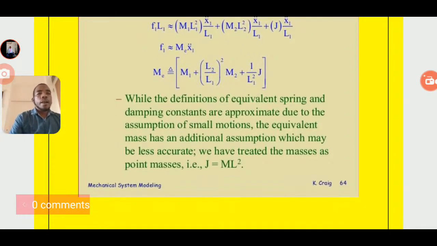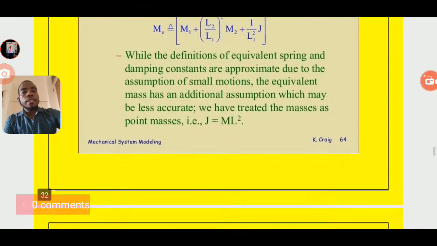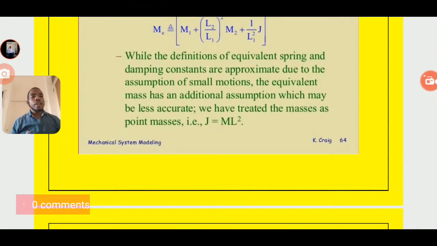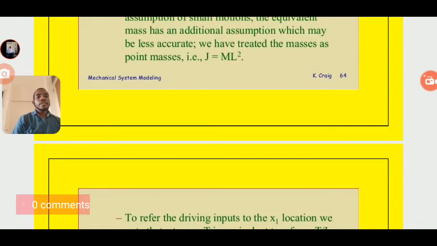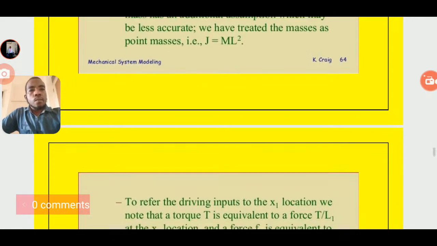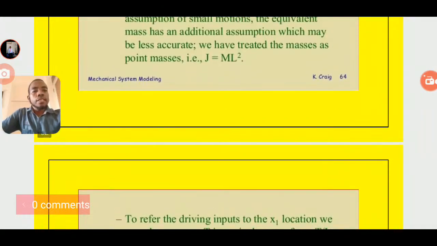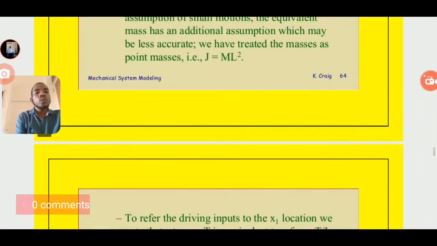So MC is equal to M1 plus (L2 over L1) square M2 plus (1 by L1 square) J. Okay, while the definitions of the equivalent spring and damping constants are approximate due to the assumption of small motions, the equivalent mass has an additional assumption which may be less accurate. We have treated the masses as point masses. That means J is equal to ml square, where M is the mass and L is the length. So we can say that J is equal to ml square.